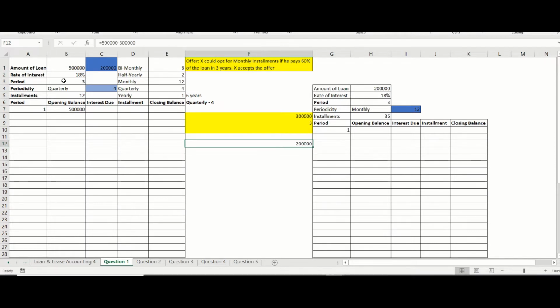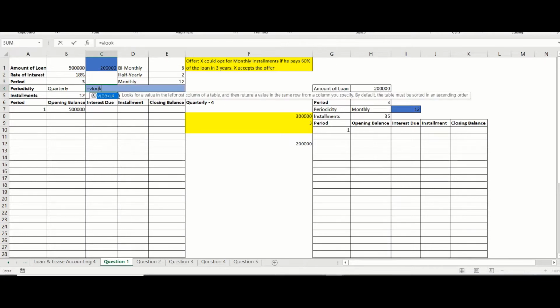So let's first find out हमारा period for the first 3 years. So it will be 3. अब quarterly installments है. So with VLOOKUP we can find out what is the periodicity. Quarterly, my table is this, comma, my column is 2 and I want an exact match. I got 4. My number of installments is period multiplied by periodicity. ठीक है.